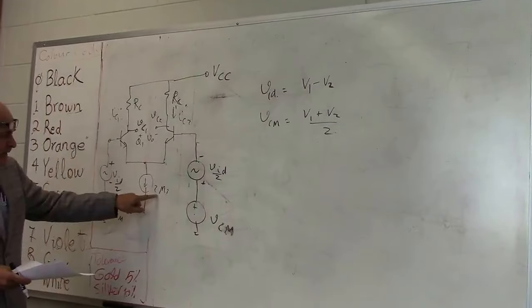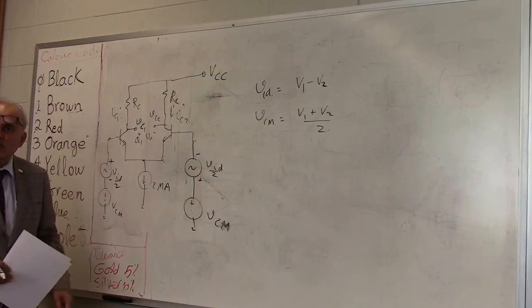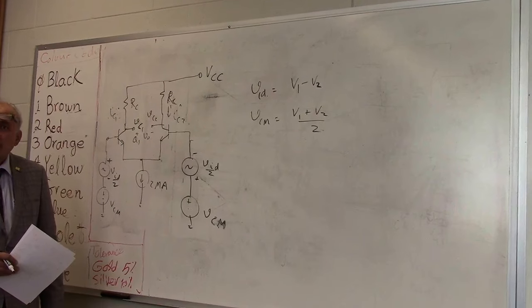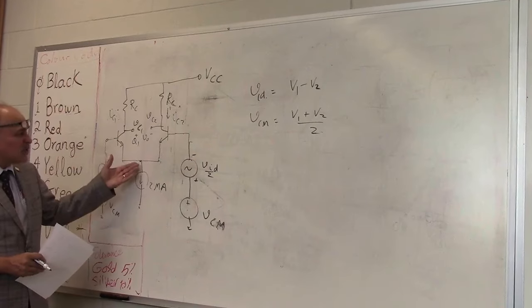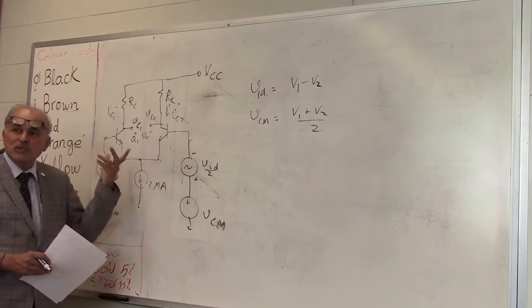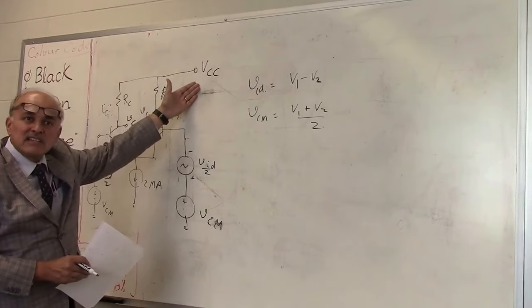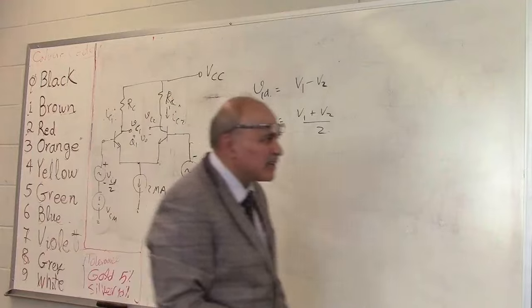This is exactly 2 milliamps. So how do I represent this in a small signal model? It's open circuit, because you can't make any change to it. You can't incrementally change the current in that circuit. So it's an open circuit. Just like the DC source is a short circuit, the DC current source is an open circuit. So I leave it open circuited like this.